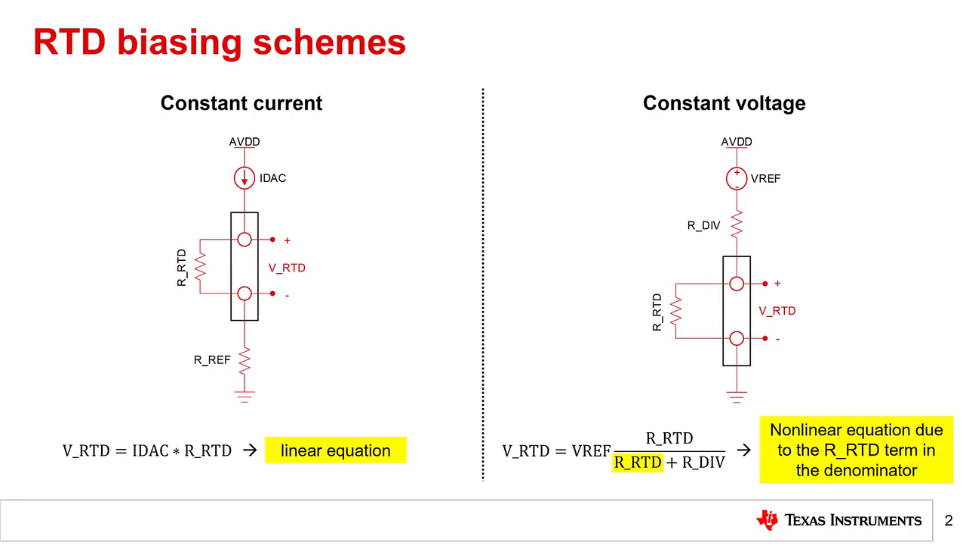Due to the inherent nonlinearity in constant voltage biasing, constant current is the most common biasing scheme used for RTDs. Subsequent RTD Precision Labs modules will therefore only consider applications using a constant current source. Now, let's consider the basics of the RTD measurement circuit.